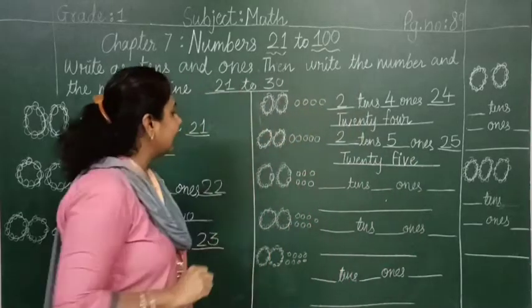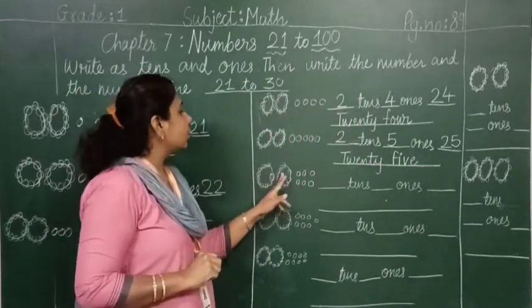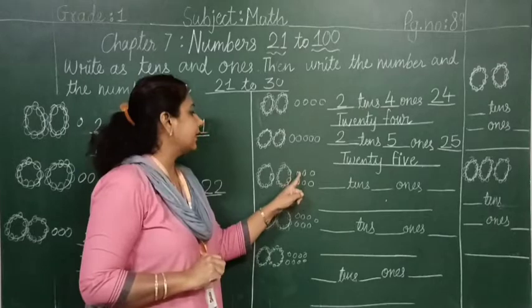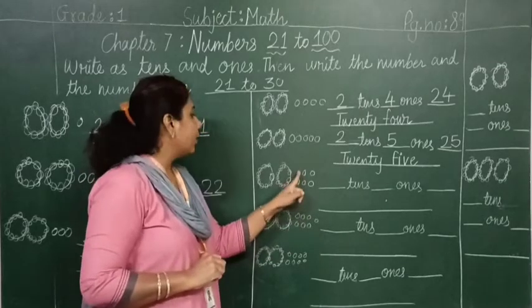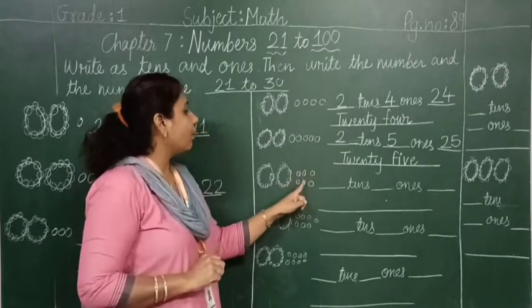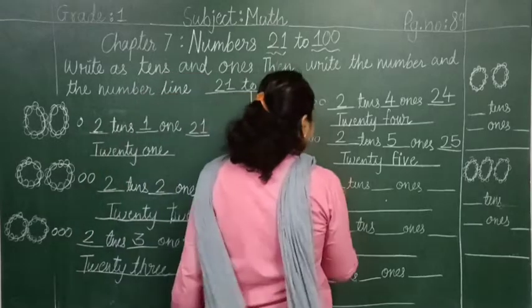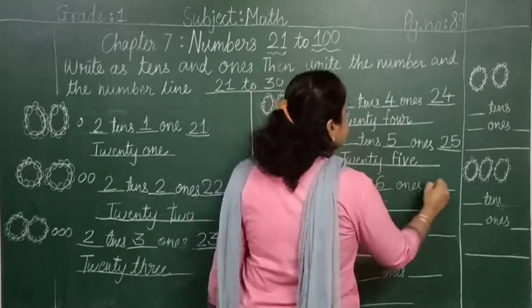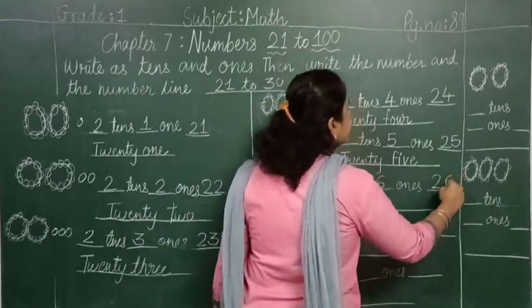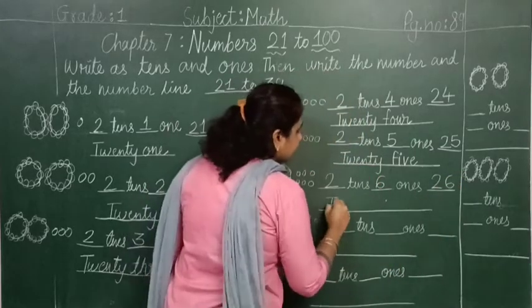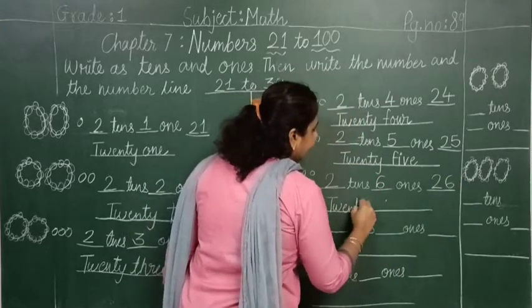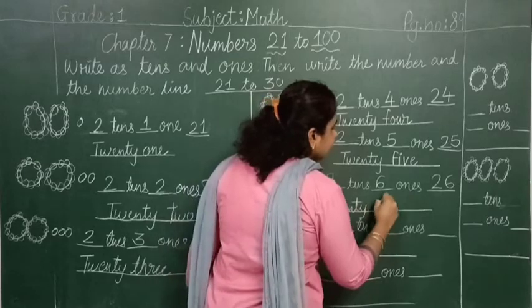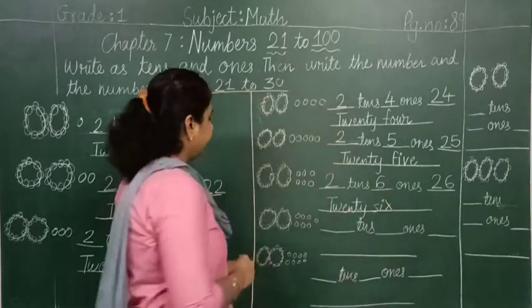After that, 2 tens and some ones. How many are there? Let's count. 1, 2, 3, 4, 5, 6. So 2 tens and 6 ones. It means 26. T-W-E-N-T-Y, 20, S-I-X, 6.